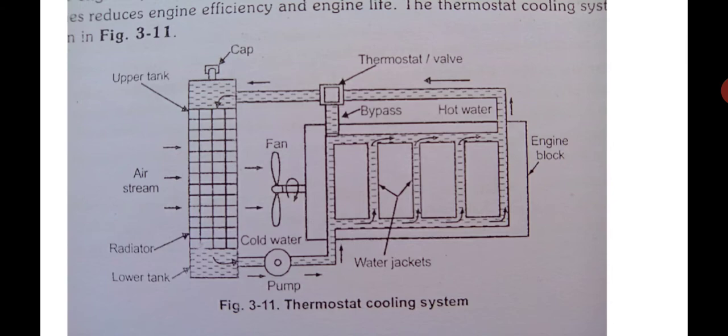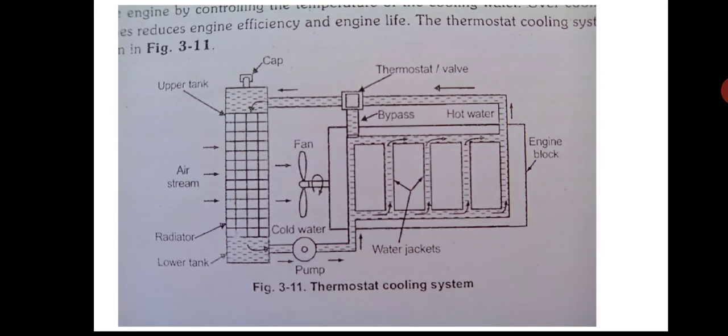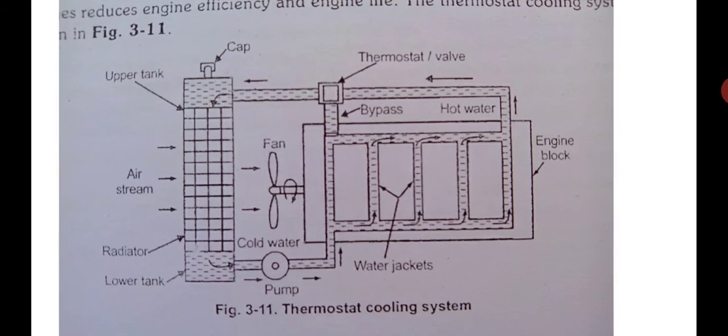Now there are two more components you have seen. First, you have seen in the thermostat cooling system you have got a pump, and second you have got a thermostat also. Now this thermostat is like the iron box at home, you know. In an iron box you have got a temperature control knob. Whatever temperature you want, you will set that, and when it attains the temperature, the supply is stopped.